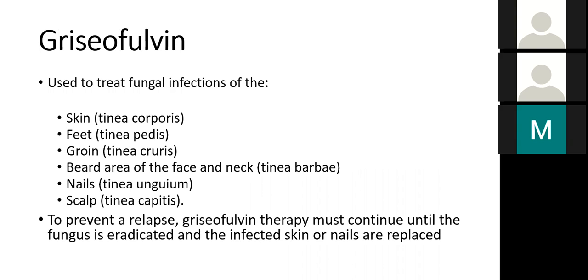Griseofulvin is another common anti-mycotic drug, and it is commonly used to treat tinea of the various parts. So tinea capitis, tinea unguium, tinea corporis. And usually, to prevent a relapse, you have to give the griseofulvin continuously until the infected skin or nails are replaced. So usually, you give griseofulvin therapy for at least 6 weeks, so that by that time, the skin and the nails that are infected would have been replaced by new growth.